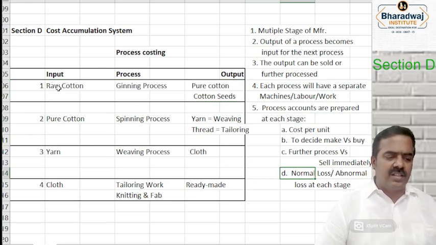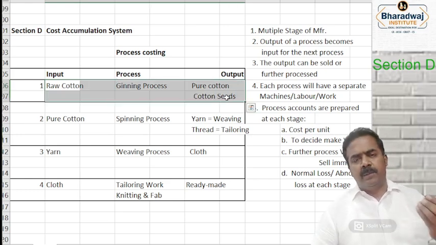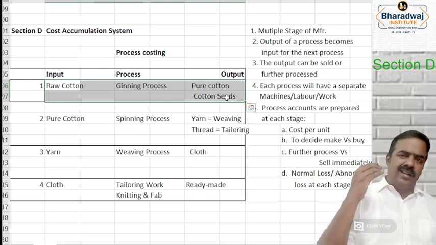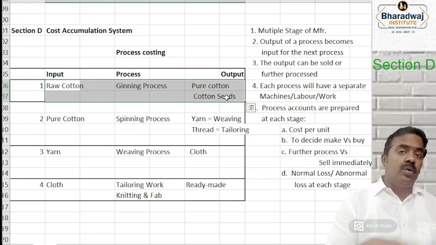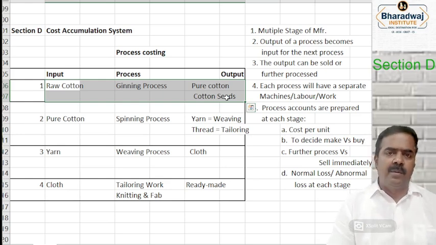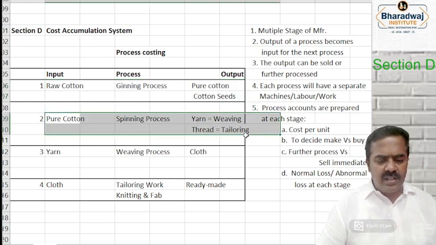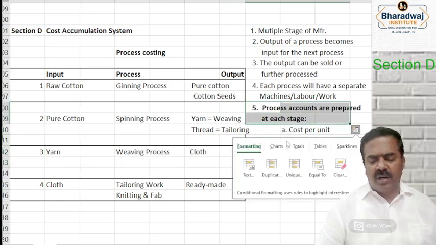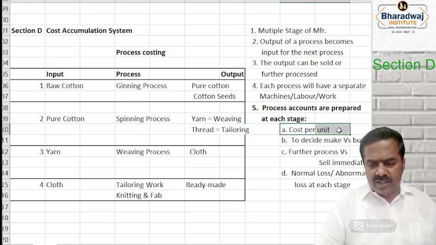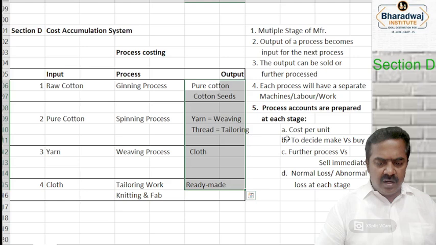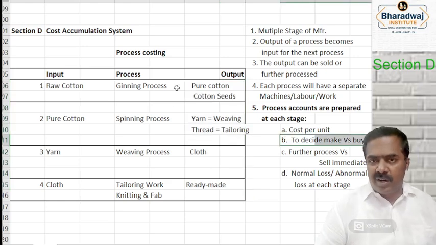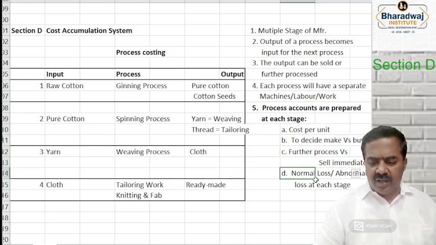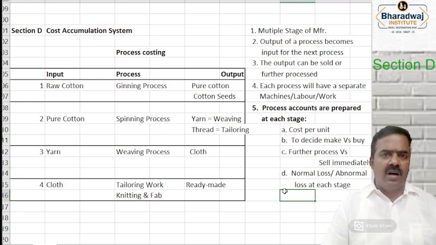What is abnormal loss? For example, during process, there may be 5 or 10% wastage. That is unavoidable. If you lose more, that is called abnormal loss. We want to identify what is the normal loss and abnormal loss at each stage. So for that, we are preparing a process account at each stage. We want to ascertain what is the cost per unit at each stage, to decide whether to make or buy a raw material, and whether to further process or sell immediately.